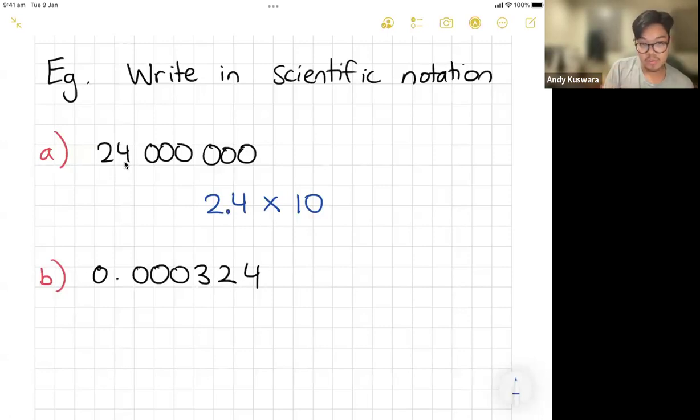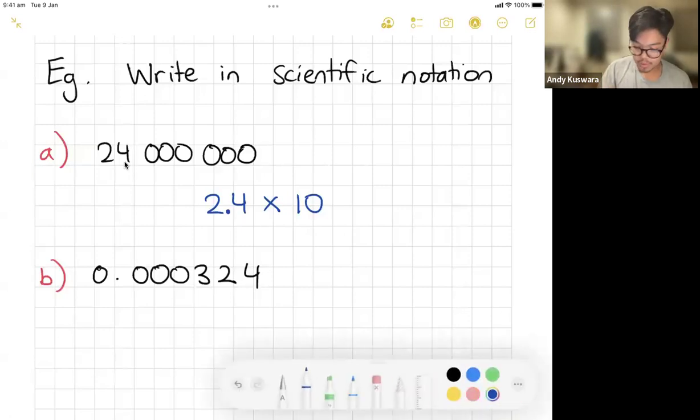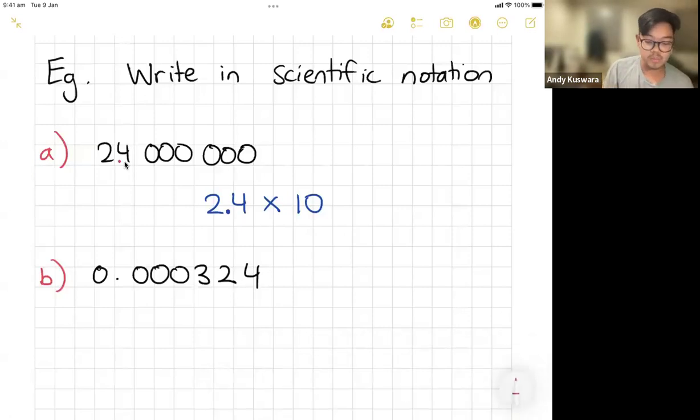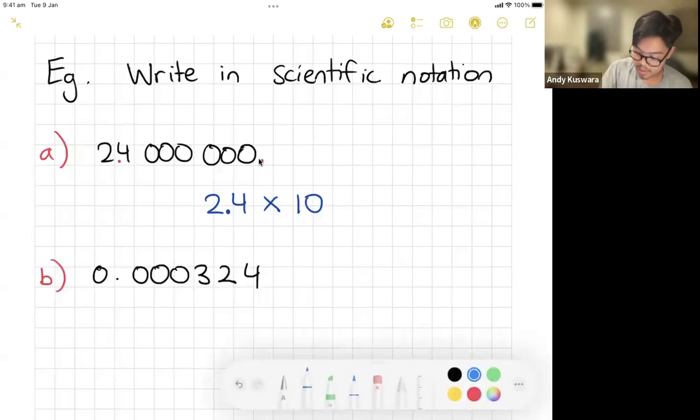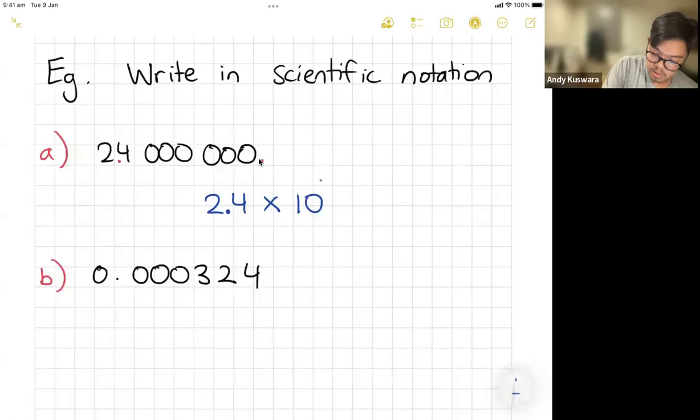So 24 is definitely greater than 10. Can't have 24, but 2.4, is that between 1 and 10? The answer is yes. So far, I'm good. Now, what I want you to do is start keeping note. I've got a decimal place in between the 2 and the 4, and all I want to do now is move that decimal place all the way to the end. That's going to tell me how many spaces I need to move. I need to move 1, 2, 3, 4, 5, 6, 7. I have to move 7 spaces to the right. And so my answer here would be 2.4 times 10 to the power of 7.